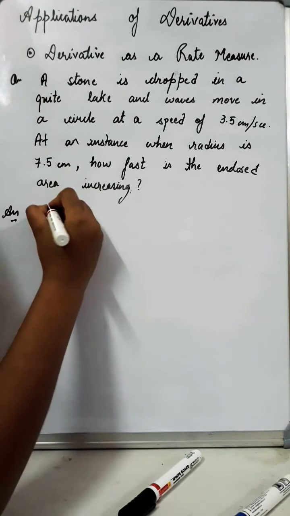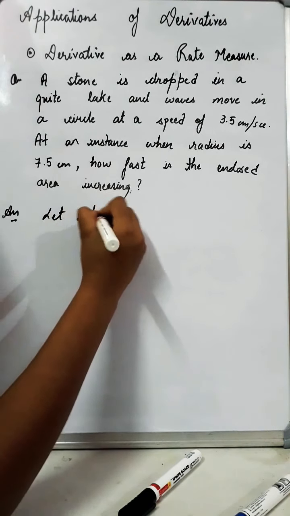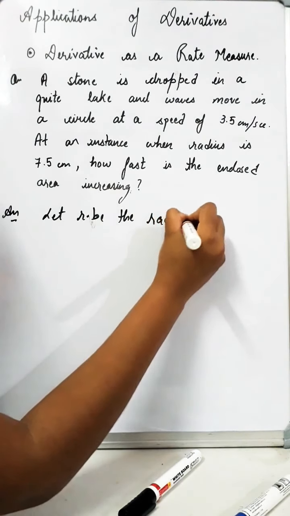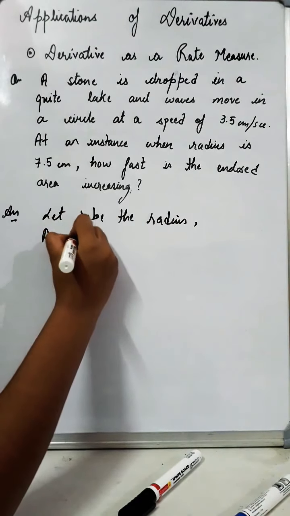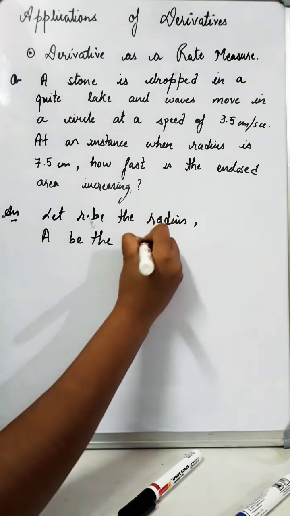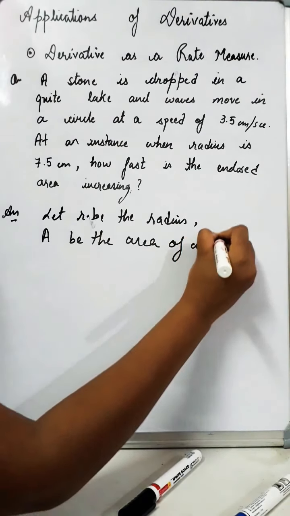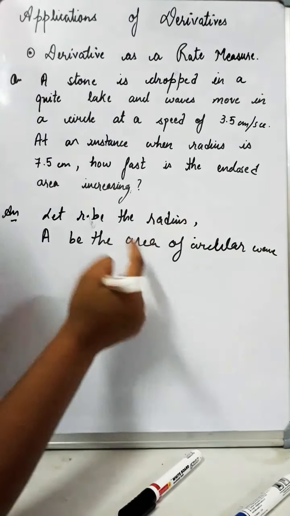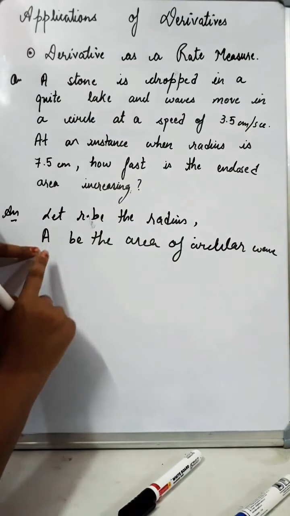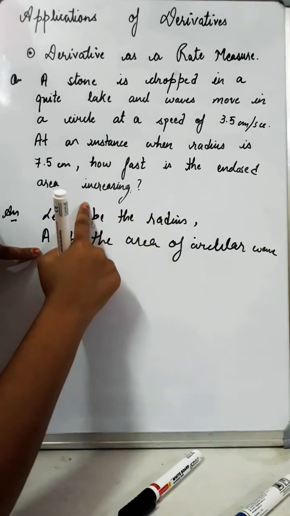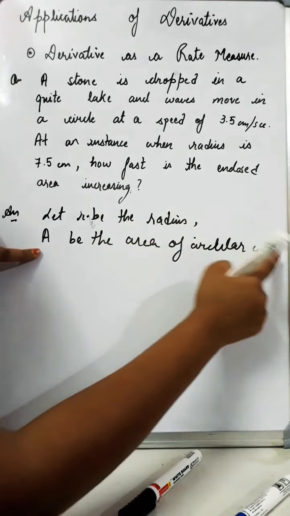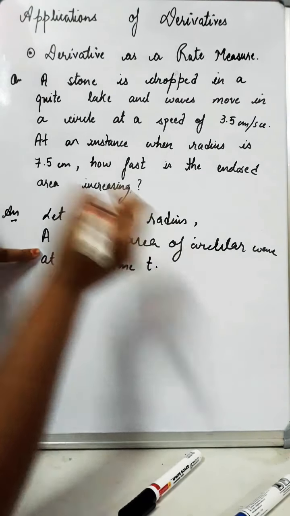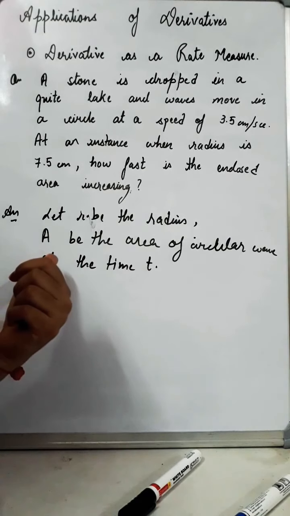So let R be the radius. You write it on your own. R be the radius, A be the area of the circle, circular wave, write anything, circular wave. Let R be the radius and A be the area of the circular wave at the point T, at the time T. At some time t, your area is denoted by A.